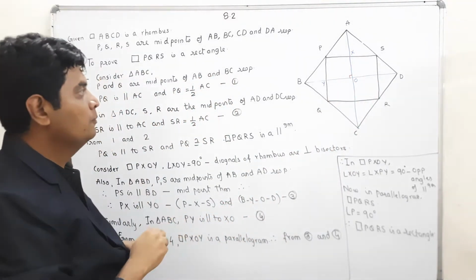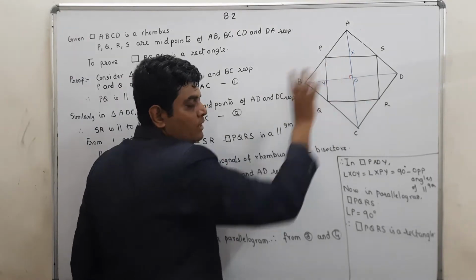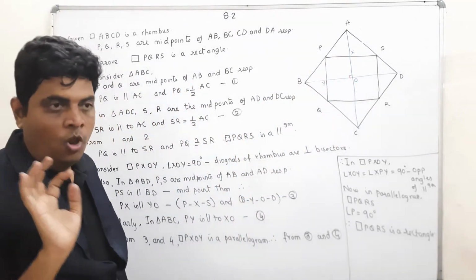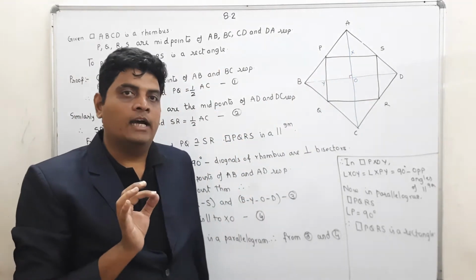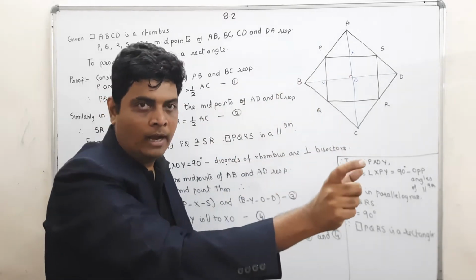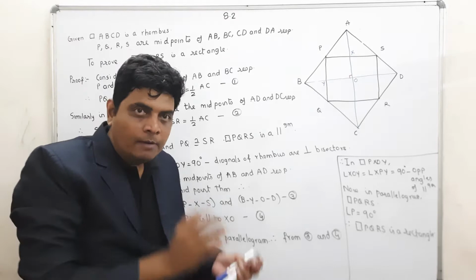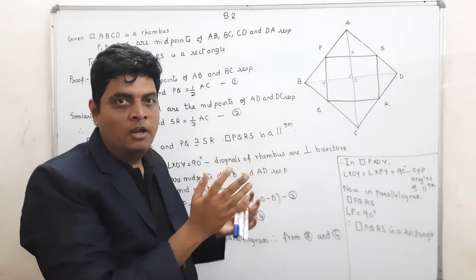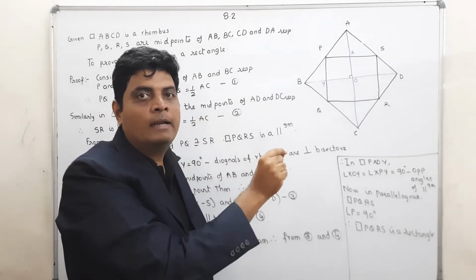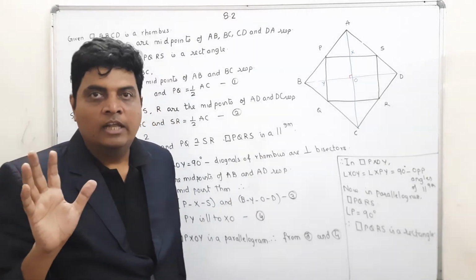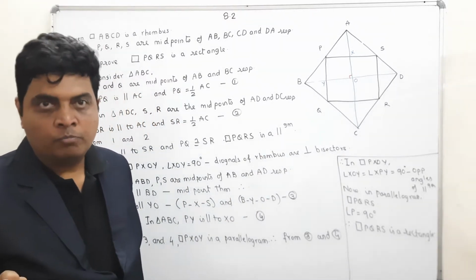Now I have to prove that quadrilateral PQRS is a rectangle. What is the way to reach to a rectangle? First we have to reach to a parallelogram. First we prove PQRS is a parallelogram. After proving PQRS is a parallelogram, we will prove any one angle of that PQRS is a 90 degree. Then automatically it becomes rectangle.